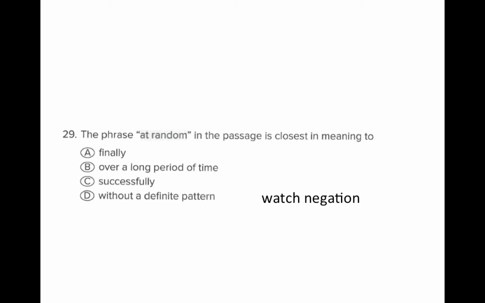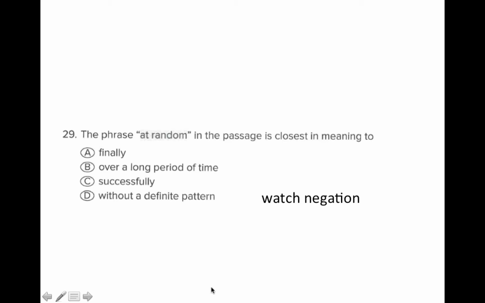Here's another, in this case, a phrase: at random. It demonstrates something to look out for. If I want to tell someone what something that is random is, I'll usually use a negated phrase to do that. Something that is random does not have a pattern.